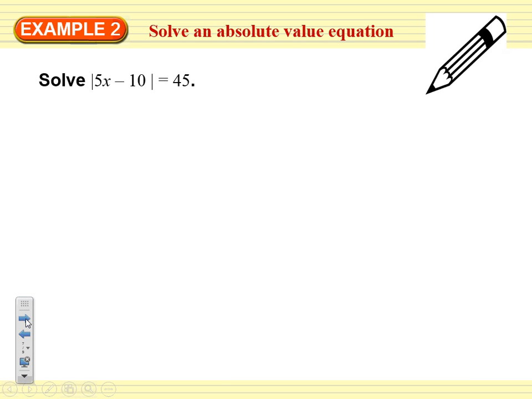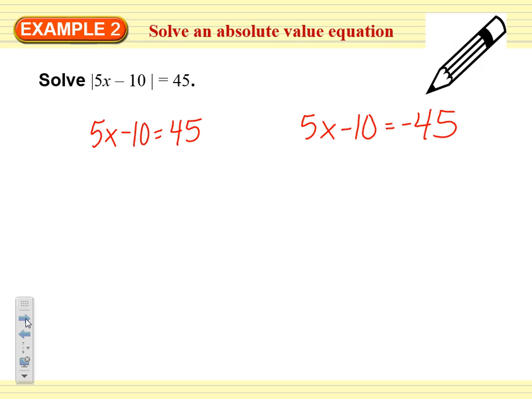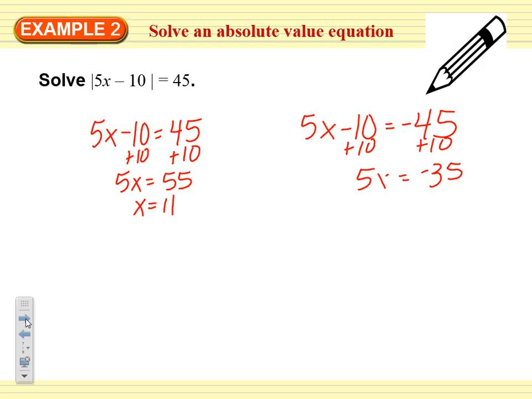Let's try another one. Again, same idea. The 5x minus 10 inside absolute values, that expression needs to be 45 units away from 0. So 5x minus 10 could be at positive 45. The 5x minus 10 could be at negative 45. And we solve those two situations. Adding 10, 5x equals 55, x is 11. Adding 10, negative 35, x equals -7. Again, two solutions in this situation.